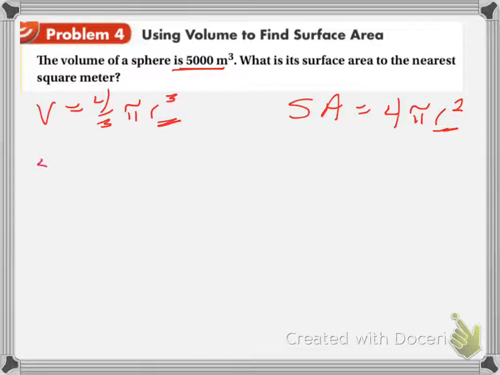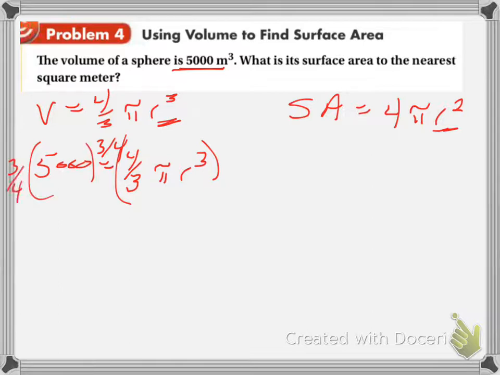We got to solve for r. They give you volume, so volume's 5,000 equals 4/3 pi r cubed. And now you're just going to solve for r. Well, how do I do that? What I'm going to want to do first is multiply by 3/4 to get rid of that fraction. So I end up with pi r cubed, because 3/4 and 4/3 are going to cancel, and that's going to equal 3,750.